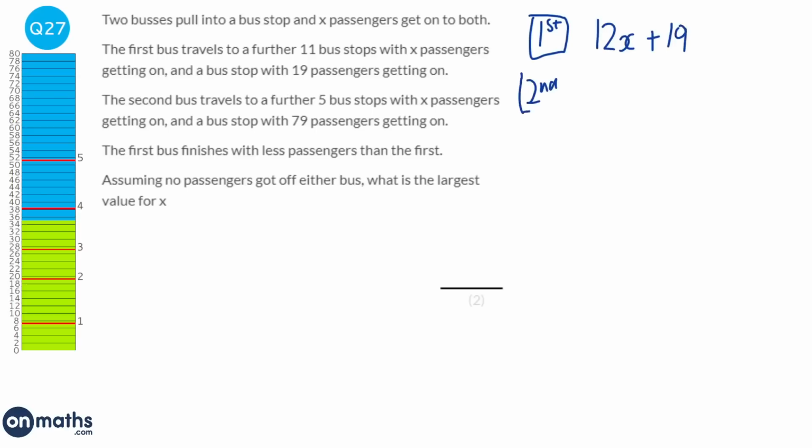Now for the second bus, we start with X, and a further 5X come on, because 5 bus stops with X passengers, so that's 6X altogether. And then 79 get on. And it says the first bus finishes with less passengers than the second. So the first bus finishes with less, and the way we show that is with this inequality here.